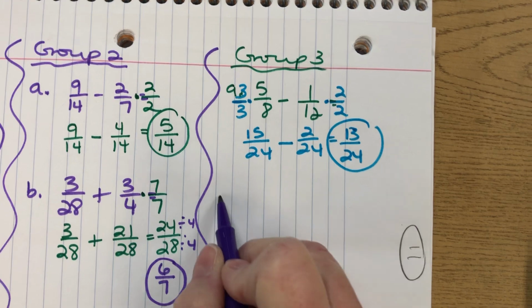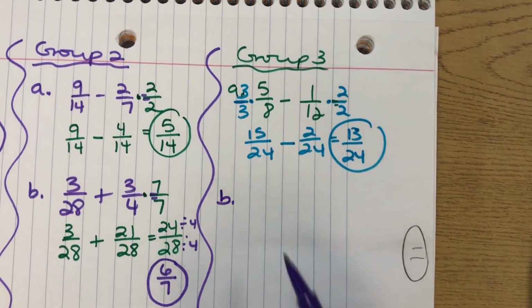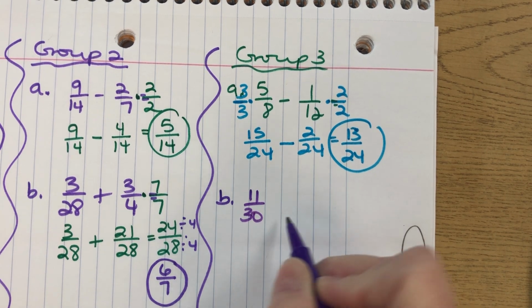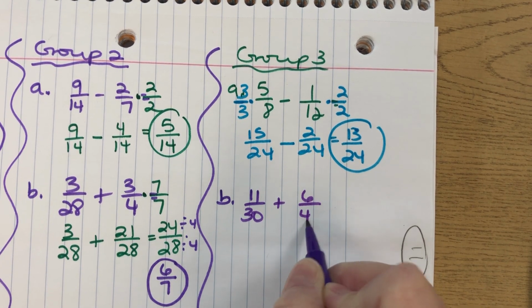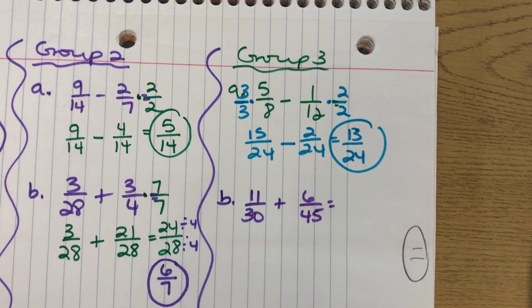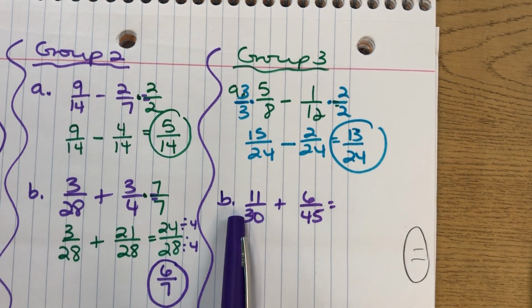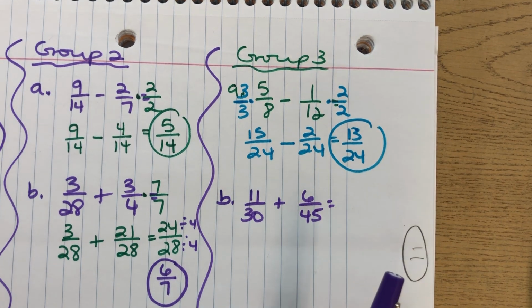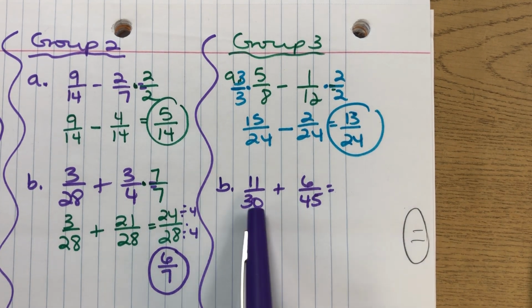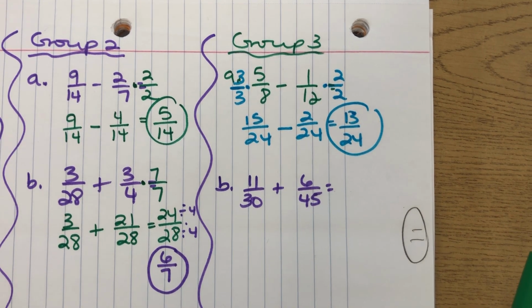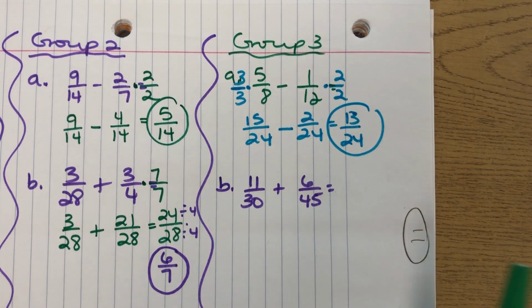All right, letter B. Oops, sorry, I keep bumping this. Letter B, I'd like you to solve 11/30 plus 6/45. Now maybe you're thinking, oh my gosh, Mrs. Tremblay, I do not want to multiply 30 by 45 and 45 by 30. Good news, you don't have to. And you can't multiply 30 by something to get 45, so we do have to change both of these. But I want you to look at the 30 and 45 and ask yourself, if I counted by 30 and if I counted by 45, what's the first number they would have in common?